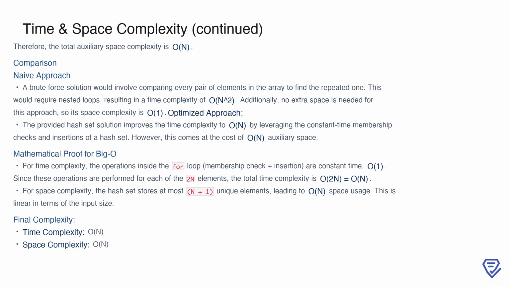Finally, mathematically, the big O analysis confirms these results. The operations inside the loop, like membership checks and insertions, are O(1). When applied to all 2n elements, the total time complexity becomes O(2n), which simplifies to O(n). For space, the hash set stores up to n+1 elements, resulting in a linear space complexity of O(n). Therefore, the final complexities are O(n) for time and O(n) for space, making this a highly efficient solution for the problem.